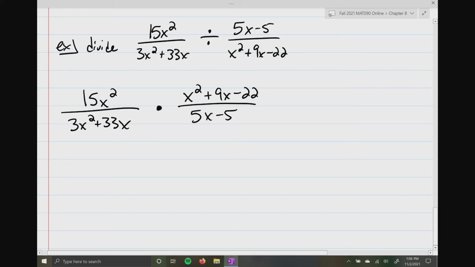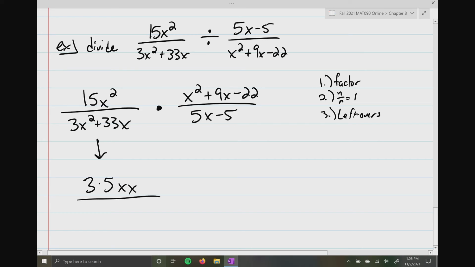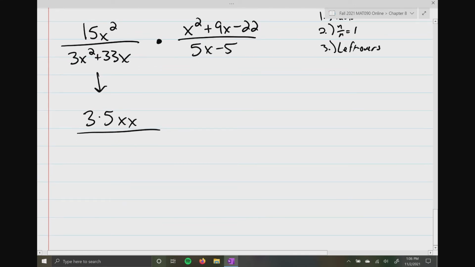So the first step was just to set up the problem properly. Now we have multiplication, so we know to factor, n over n equals 1, and then we get our leftovers. And that is as hard as this gets. So let's go ahead. We're going to do the first fraction. 3 times 5 times x times x. Now that denominator totally has a GCF. It's going to be a 3x. Now I put the multiplication symbol.